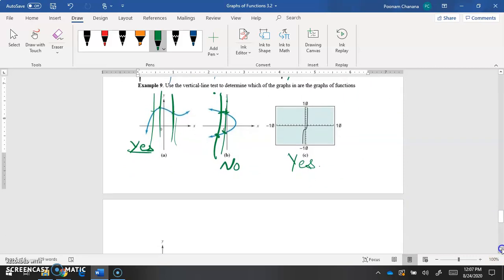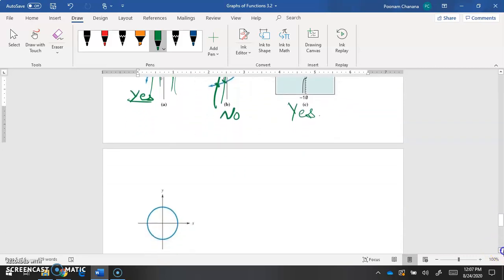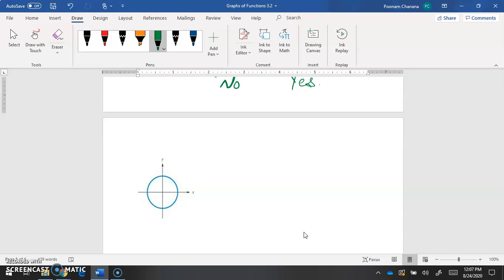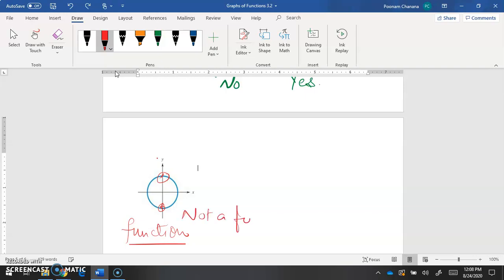Let's take another example. What about this graph? It's a graph of a circle. So any vertical line you draw through the graph. Actually, we don't even have to draw. This y-axis is already there, right? It's meeting the graph in how many points? 2 points. Is that possible? No, we can't have that. For it to be a function, the vertical line should not meet the graph in more than one point. So this is not a function.